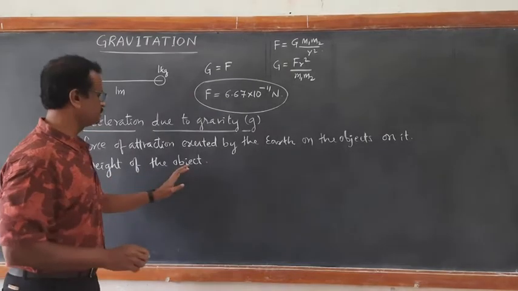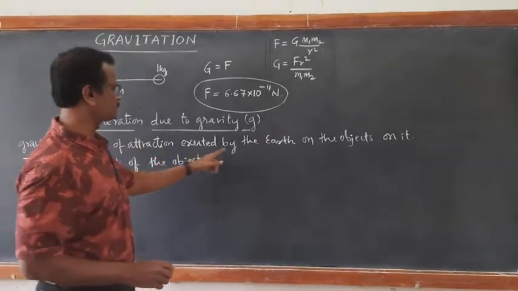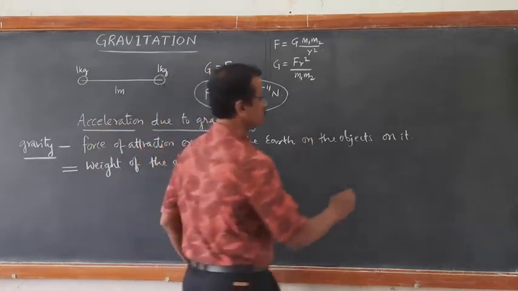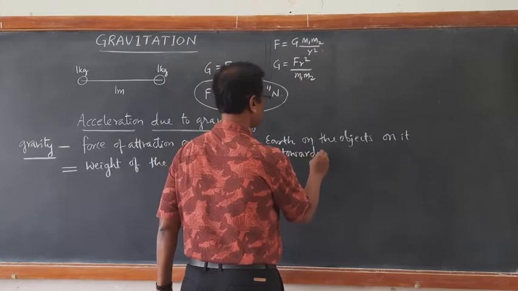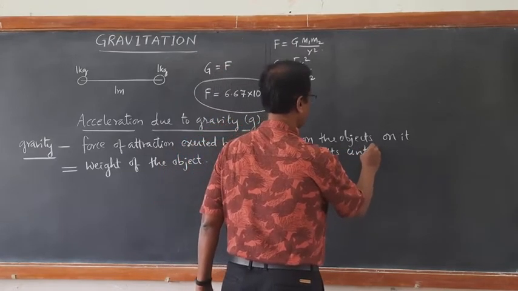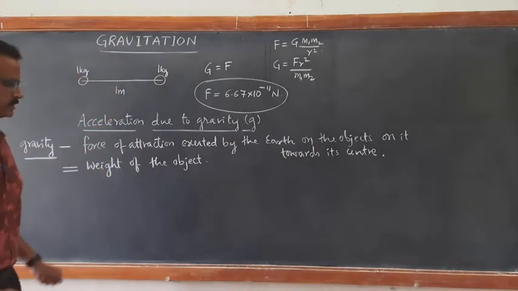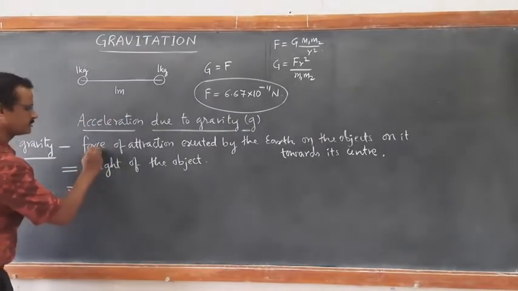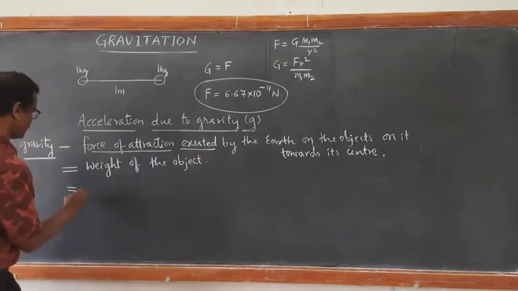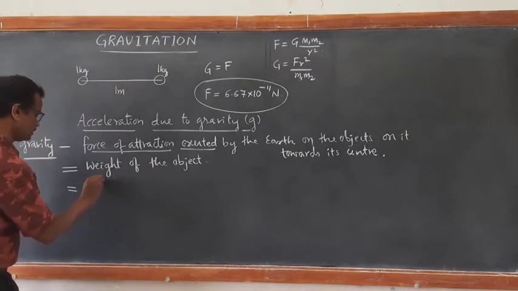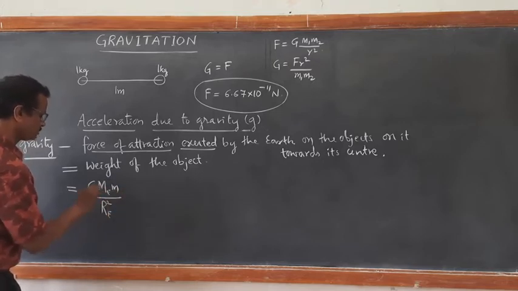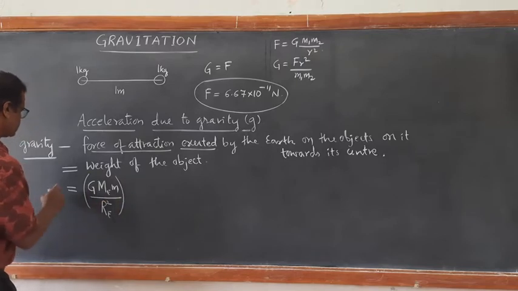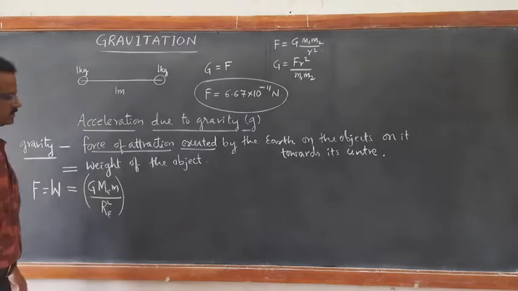The weight of the object is defined as the force of attraction exerted by the earth on the object towards its center. That itself is nothing but the weight of the object. The weight of the object is nothing but the force of attraction, that is gravitational force. So I can write it as G m e m upon r e square. This itself is the gravity, that is weight, that itself is the force of attraction.